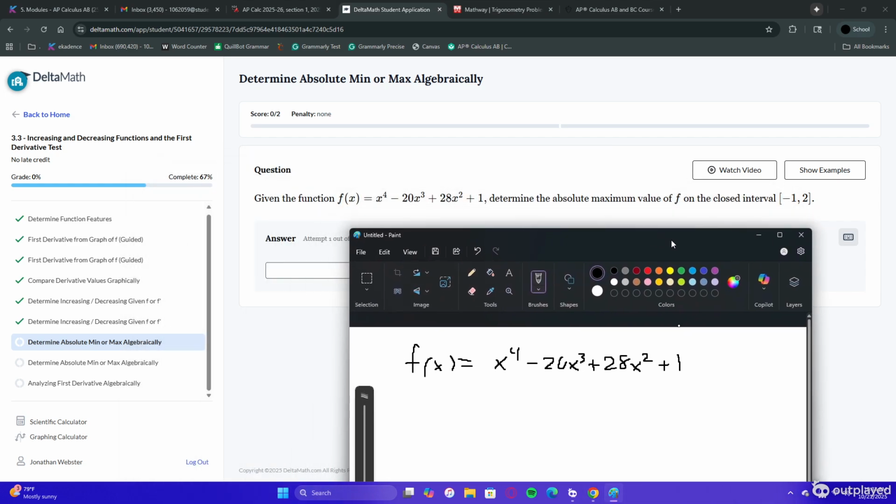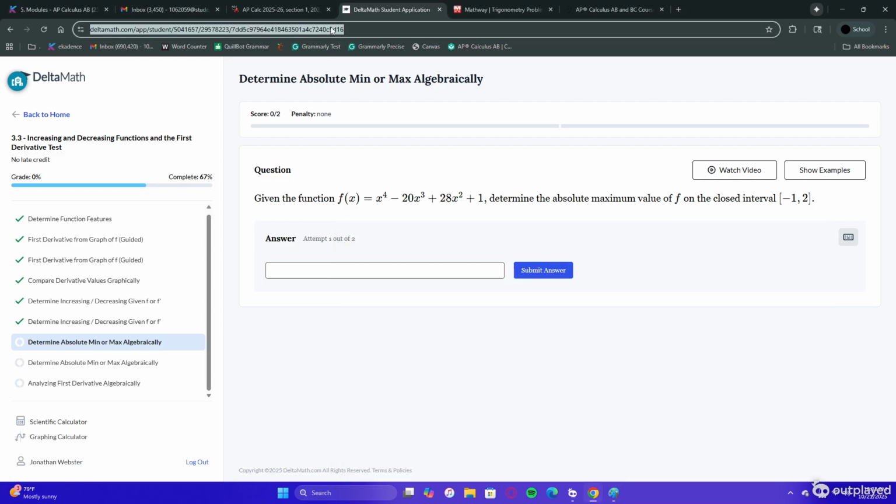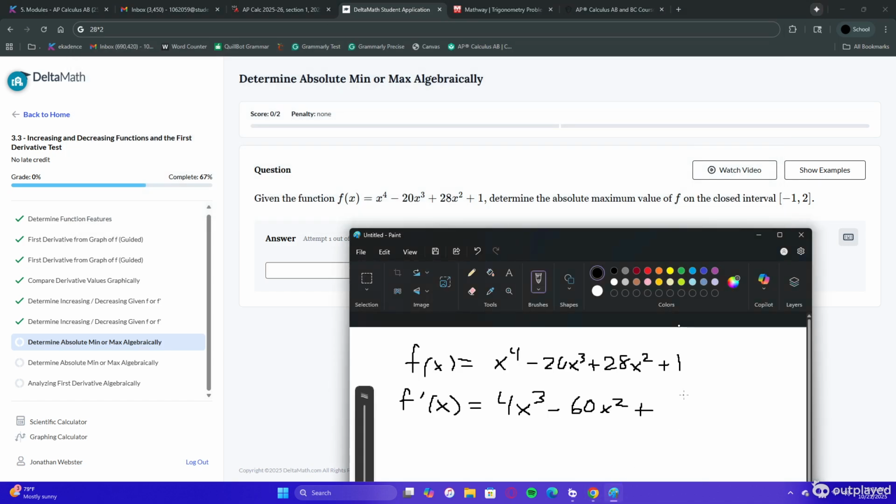So now to remember, to find an absolute max or min, we have to first find the local extrema, and when we're given a closed interval, we can use those endpoints of the interval as well to determine if the function has an absolute max or min at those points. So f prime of x first equals 4x to the third minus 60x squared plus 28 times 2, which is 56, 56x.